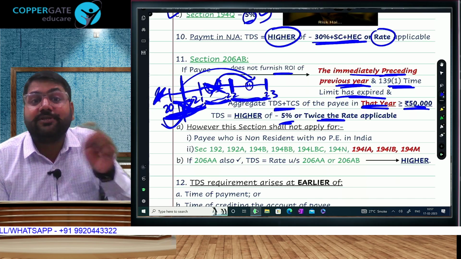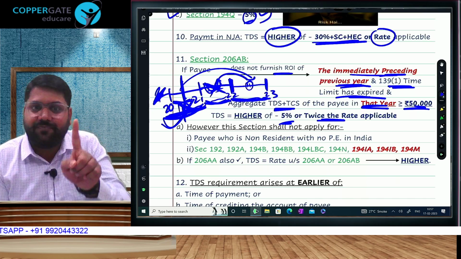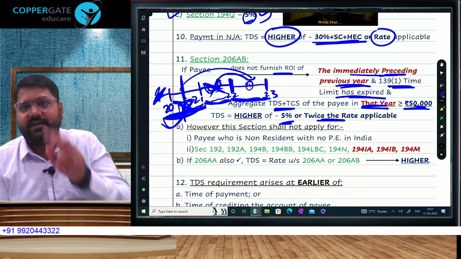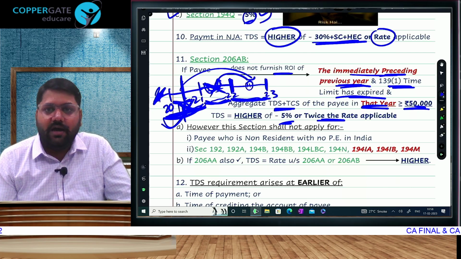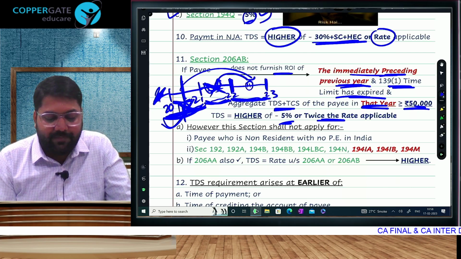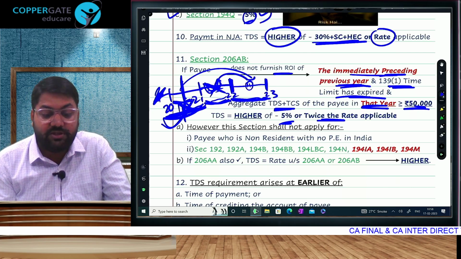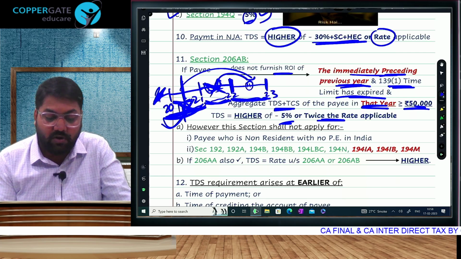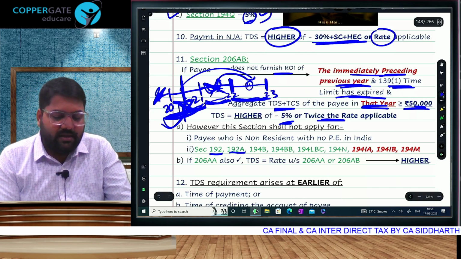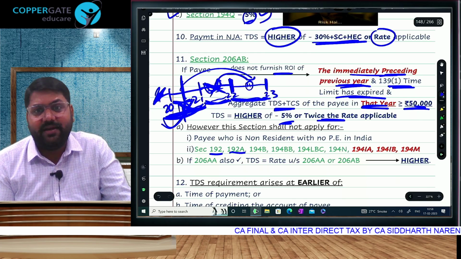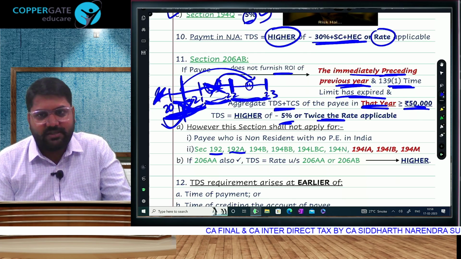And whenever the payee is a non-filer, when will he become a non-filer? Not filed for 1 year, 2021, and his TDS is 50,000 or more. Then it will become double or 5, whichever is higher. But the non-filer provisions are not applicable in some cases. Meaning 206AB is not applicable for salary payment because already full tax is coming. Here in RPF, if you check, already it is MMR for non-furnishing of PAN.